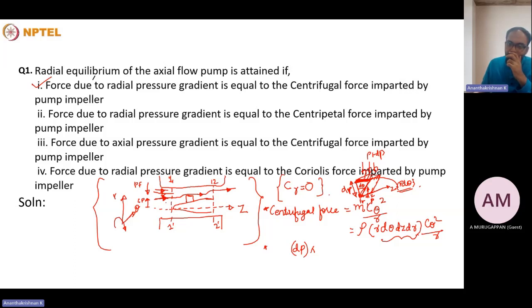Even if this is a triangle shape and the whole is a triangular prism, the projected area will be the area of the top surface. That will be equal to r d theta multiplied by dz. That's a rectangle, whose area is r d theta multiplied by dz. So dP into r d theta dz will be the force due to the pressure gradient in the radial direction.